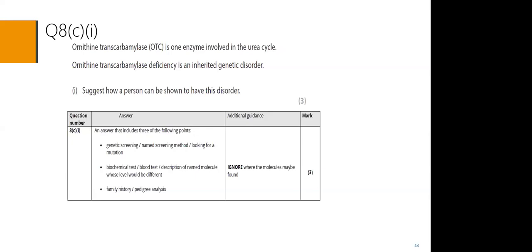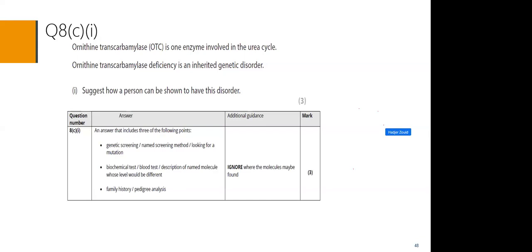Now, the final question that we're going to look at, the command word for this question is suggest. So candidates are expected to use their biological knowledge in an unfamiliar or novel context. The suggest command word will be used for no more than 10% of the available marks in a paper.